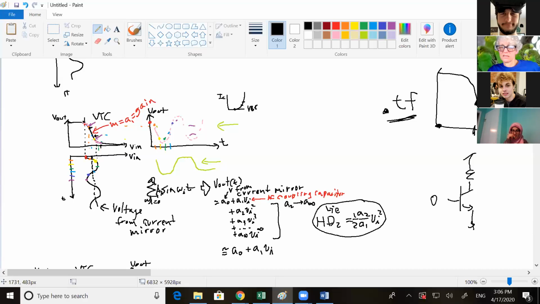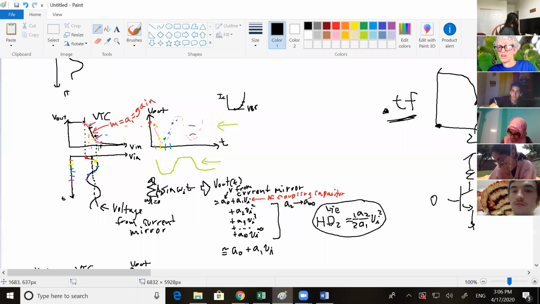So let's say that's like 2.5 volts. Yeah. So then you set this to 2.5 volts.